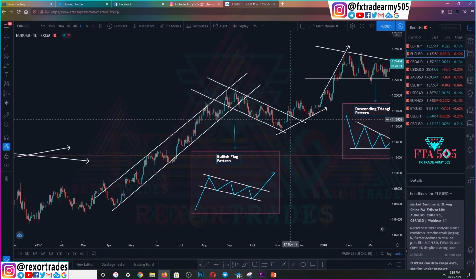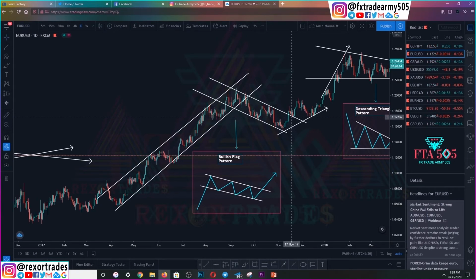It's better to place a trade on the retest than to just place a trade on the break, because price always comes for a retest. Most of the time it does. So when you place a trade on the retest, you get better risk to reward trades.